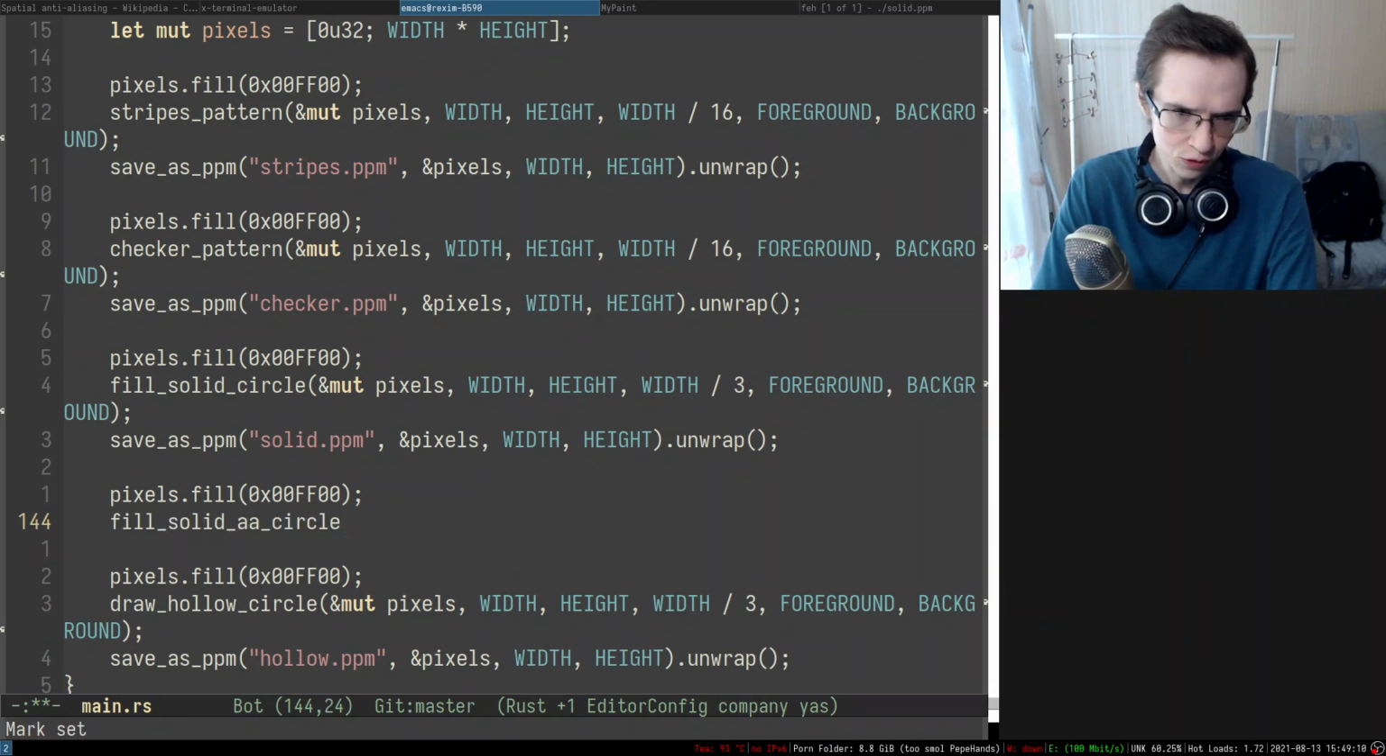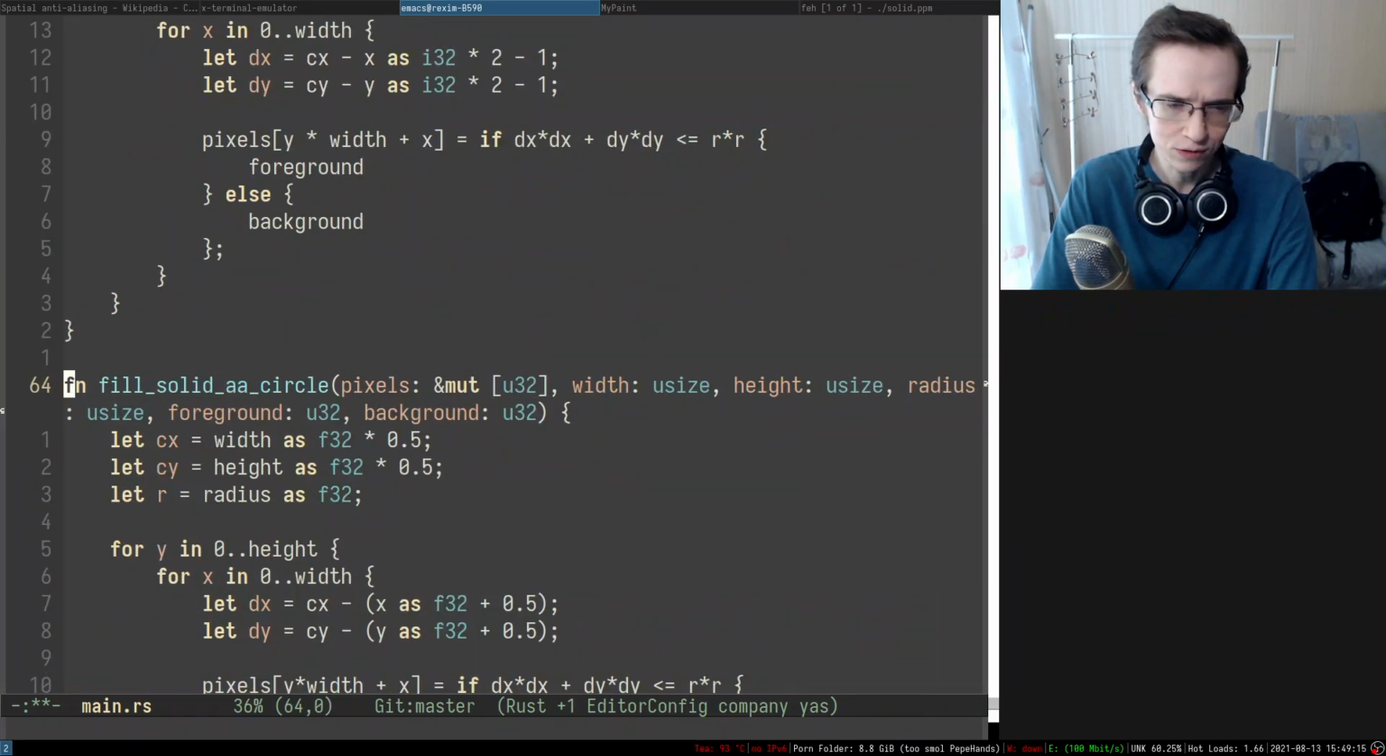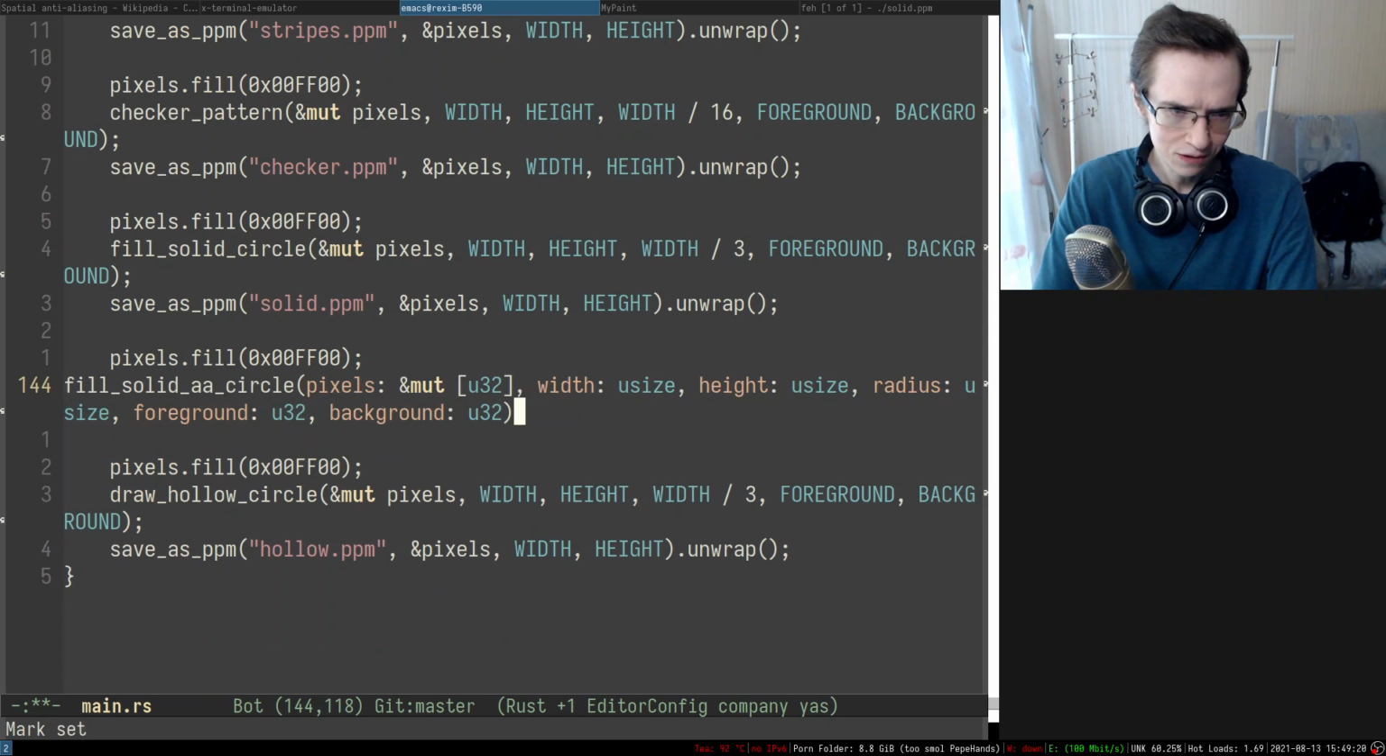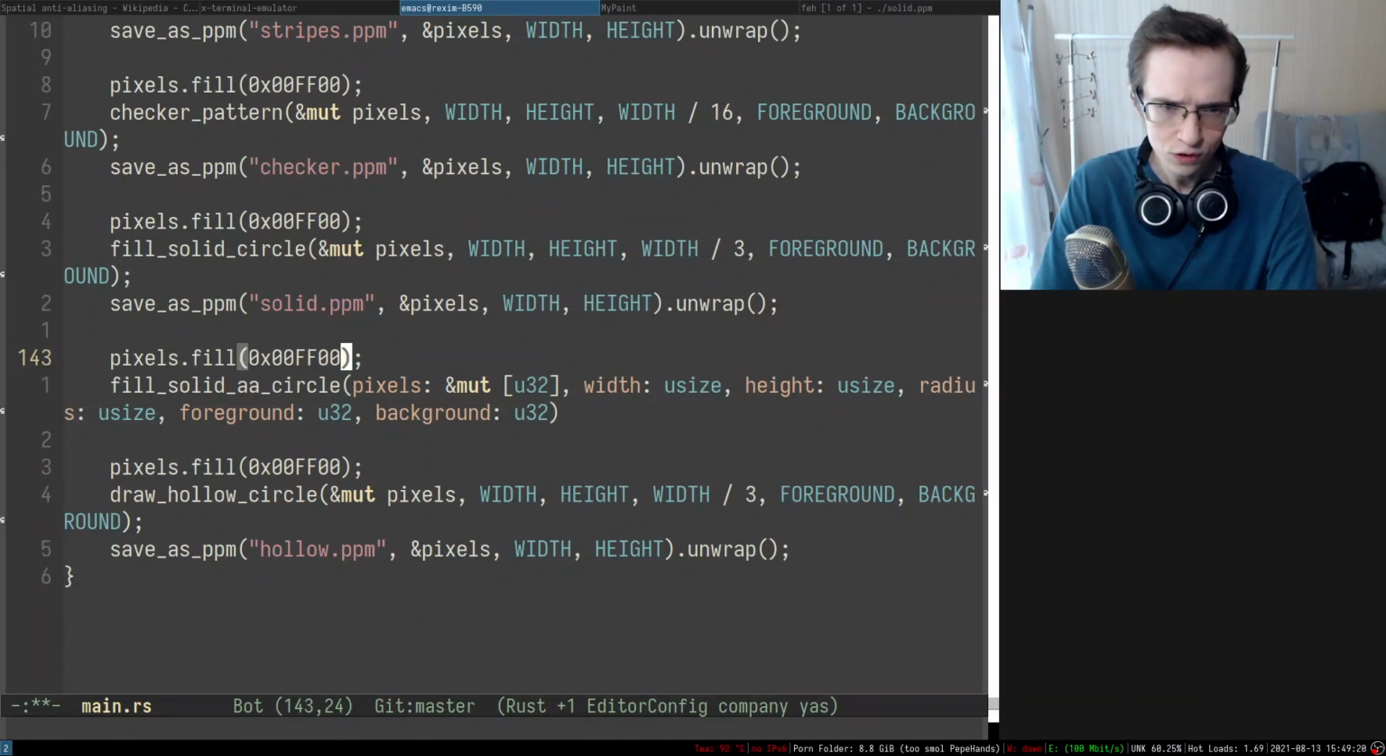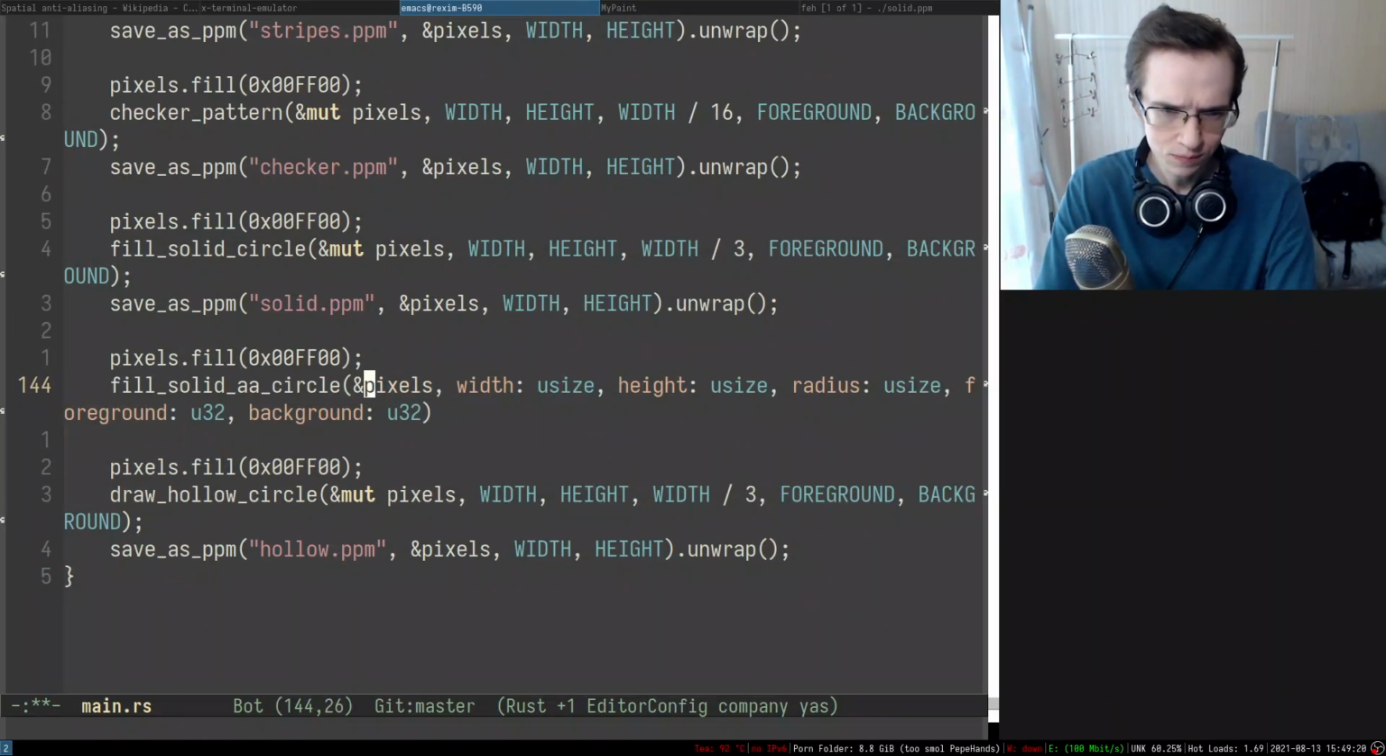Right? And then I can do fill solid AA circle. I provide all of the necessary parameters. I'm going to actually copy paste this entire thing. It's going to be solid AA circle, right? So something like that. And so we have to provide the pixels.